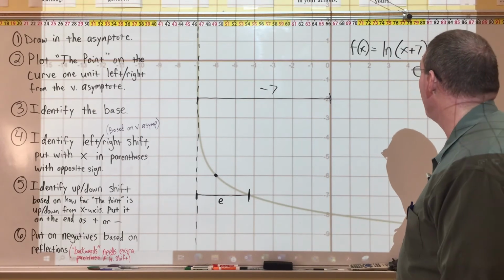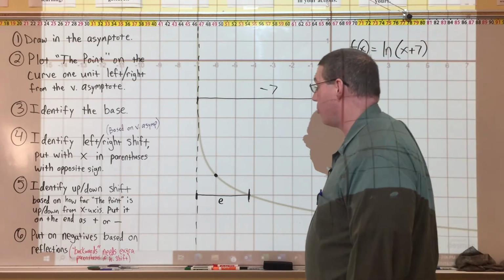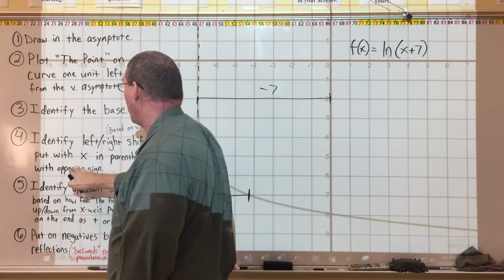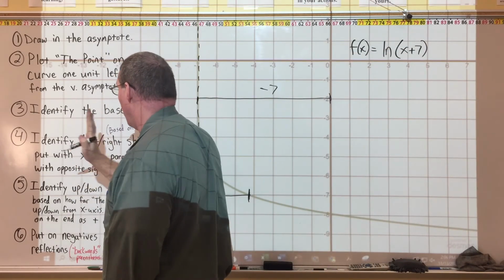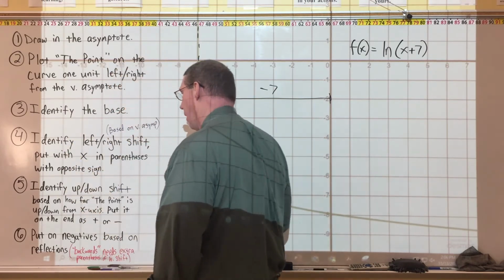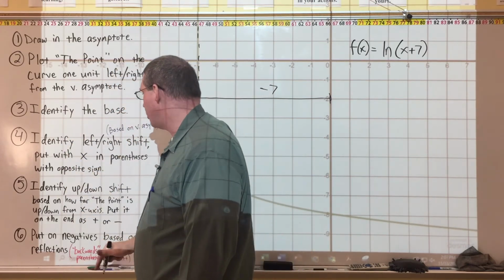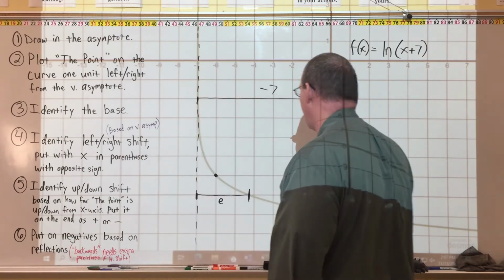So natural log of x plus 7, because we have to put on the opposite sign. Remember, whenever we put a shift with the x, a horizontal shift always gets an opposite sign. Then we're going to identify the up or down shift based on how far the point is from the x-axis.